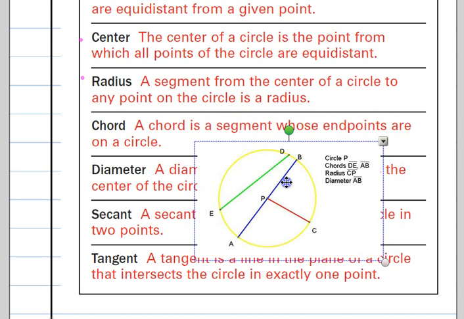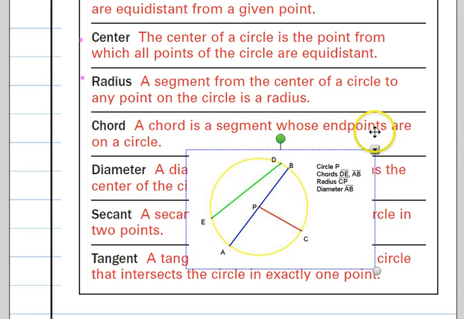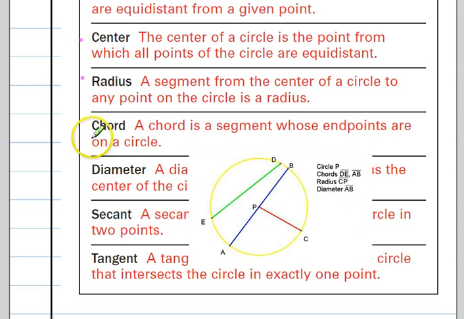And here we have a circle, and it says a chord is a segment whose endpoints are on the circle. So examples of a chord in this case would be DE and AB, because the endpoints of these line segments are on the circle. Then it talks about a diameter. A diameter is a chord that goes through the center of the circle. So a diameter in this case would be AB, because it's a chord that goes through the center of the circle. Then it talks about a secant, which is a line that intersects the circle in 2 points.